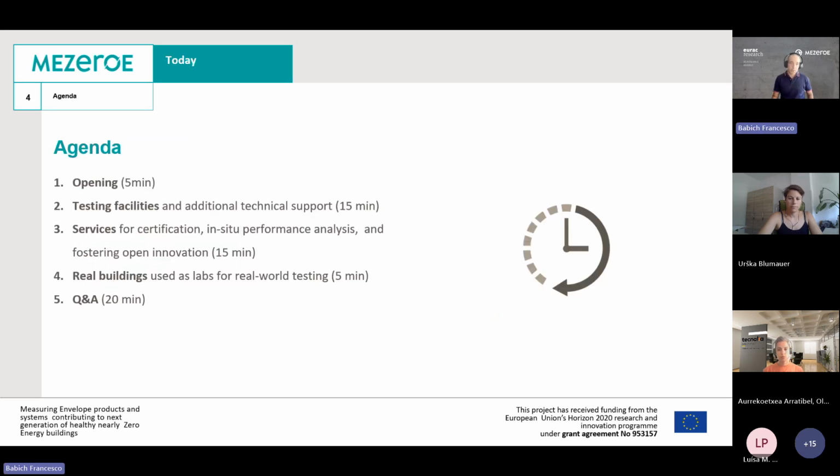So for today, the agenda is this short welcome and opening by myself. Then there will be a presentation about the testing facilities and the additional technical support we are developing and we can offer to companies. There will be then a presentation about the services that we have for supporting certification, performance analysis in real buildings, and to foster open innovation in the envelope sector, in particular in construction sector and in the envelope sector in particular.